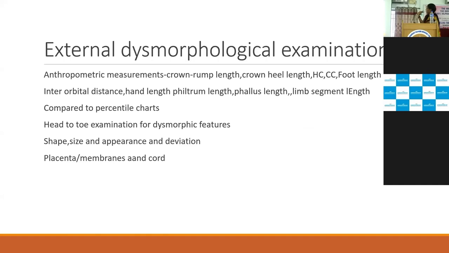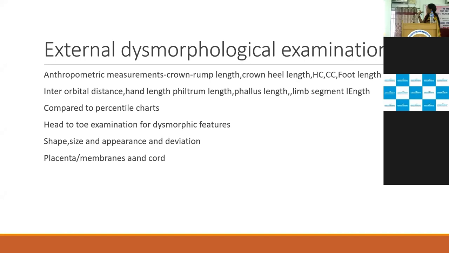In the external dysmorphological examination, the anthropometry step by step, we have to take crown-rump length, crown-heel length, head circumference, chest circumference, abdominal circumference, foot length, arm length, interorbital distance, the inner canthal distance, the outer canthal distance, hand length, philtrum, phallus, limb segments. All this should be taken in a proforma and recorded one below the other. And it should be compared to the percentile charts for that specific gestational age.